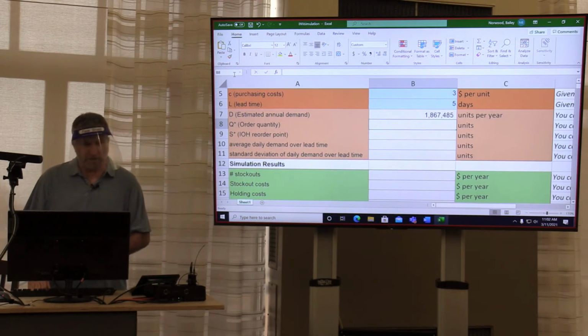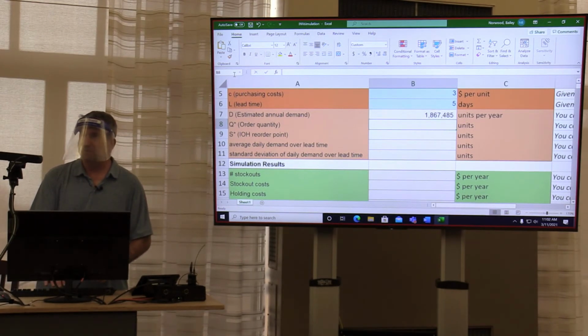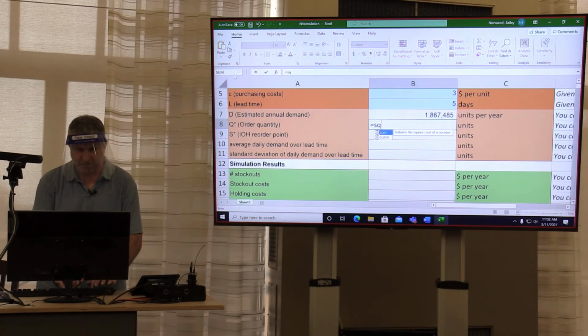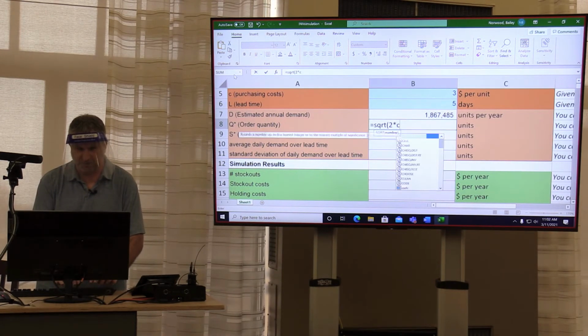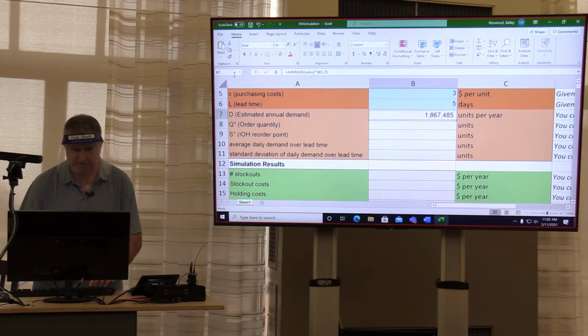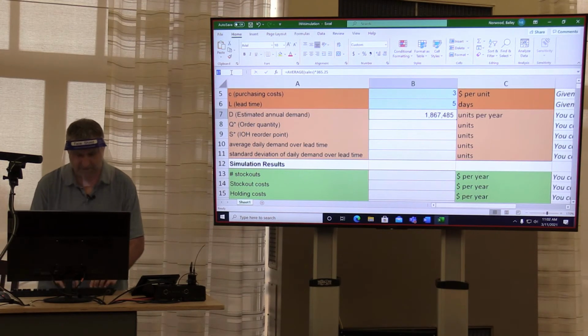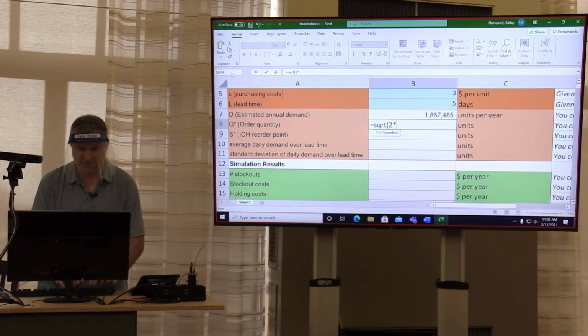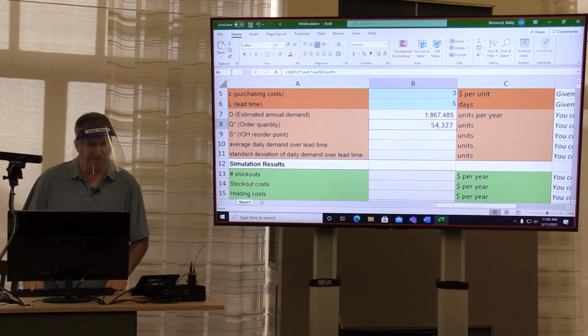Our Q star, our reorder quantity, well, that's the square root of 2 times R times D divided by H. So I'm going square root of 2 times coefficient R times coefficient D. I haven't named D yet. I haven't given the big D a name, so I'm going to call it QEFD. So now square root of 2 times R times D divided by H. And we're going to order 54,000 at a time.